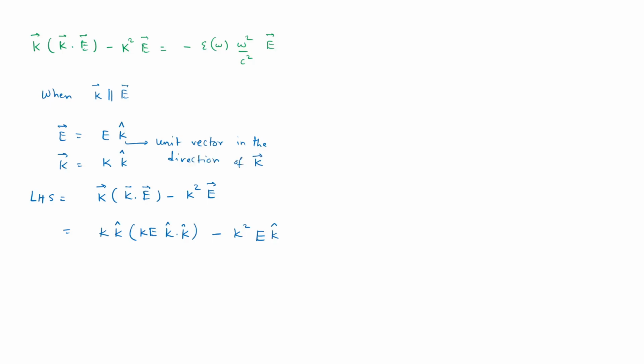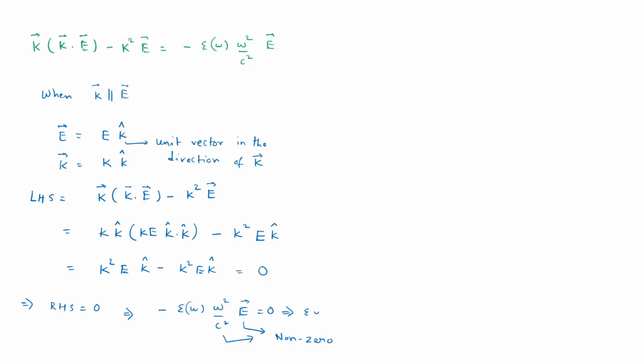of K. So what we have here now is, you see, this K cap dot K cap is 1 because it is a unit vector, and this K is a scalar, E is a scalar, and here we have a K. So what we have is K square E K cap minus again K square E K cap, which is nothing but 0. This implies the RHS also 0. And what is RHS? RHS is minus epsilon omega square by C square E is equal to 0. Now see, omega square by C square is not 0, it is some non-zero value. Electric field E is also a non-zero value. So the only way this can be satisfied is if epsilon omega is equal to 0.